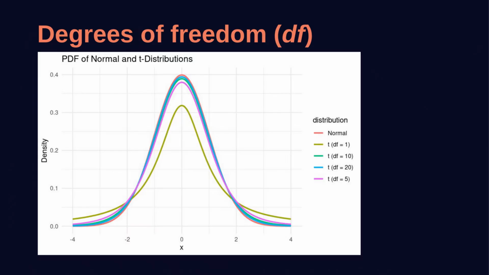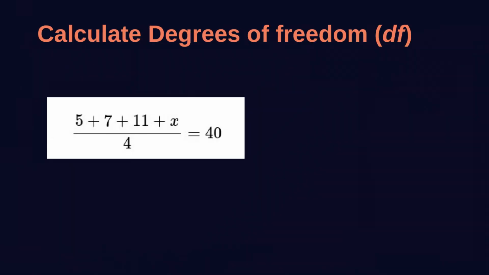Degrees of freedom refer to the maximum number of values in a dataset that can be independently varied. That can be a bit tricky to understand, so let's look at an example. Let's say our dataset has 4 independent observations, and 3 of those observations are 5, 7, and 11. Now suppose we know that the sample mean is 40.